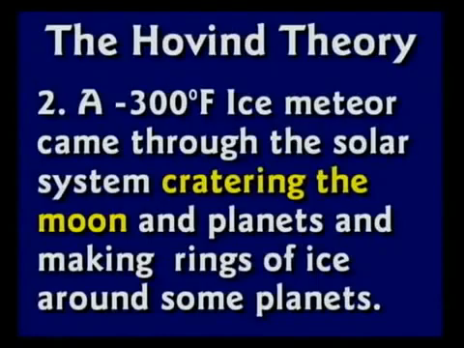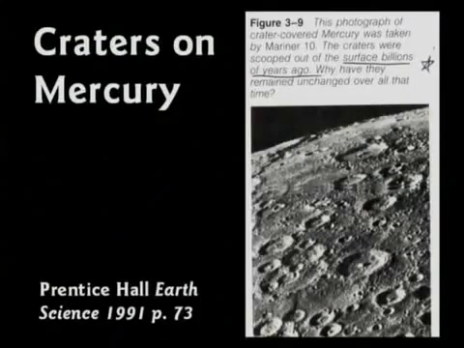Okay. Second thing that happened, a 300-degree below zero Fahrenheit meteor, this is in my Hovind theory, came plowing through space and cratered the moon and the planets and made some rings around some of the other planets. Some planets have ice rings around them. Mercury has a lot of craters. It looks like something hit, made a hole, but we don't know what hit.